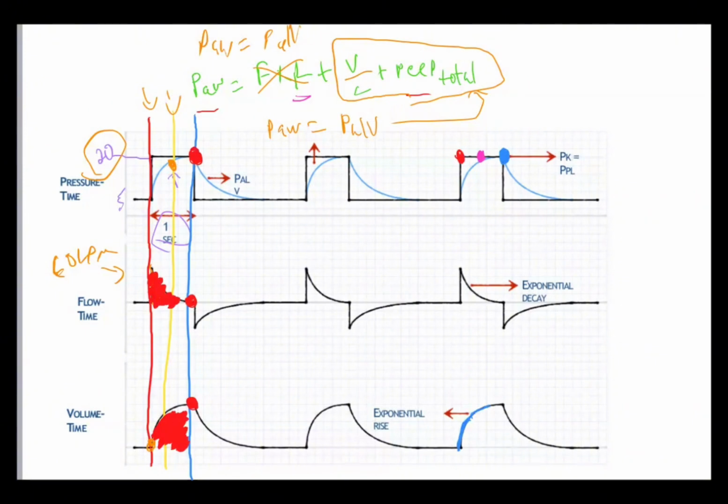So the highest pressure difference is in the beginning of inspiration. So you'll have the most volume rise in the beginning of inspiration. Towards the end of inspiration, the volume rise will start to slow because your delta pressure slows down. Similarly, as you move through inspiration, the most flow will be in the beginning.